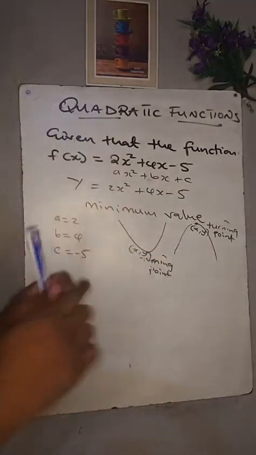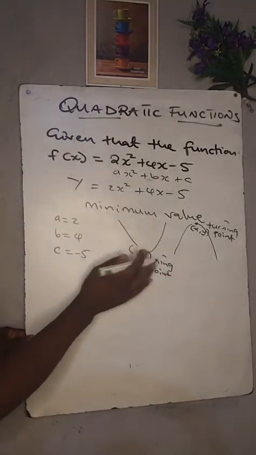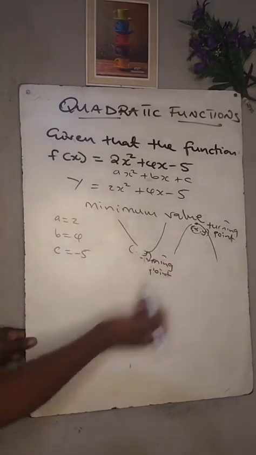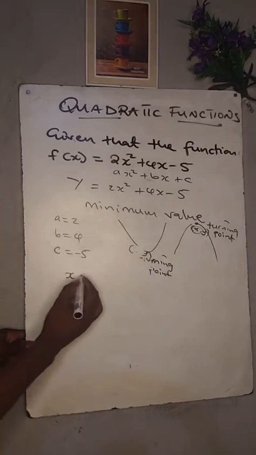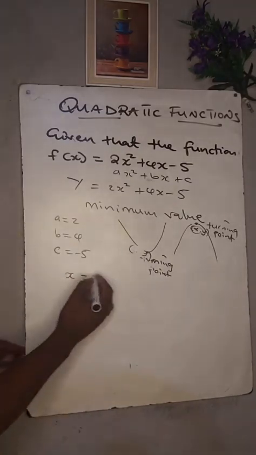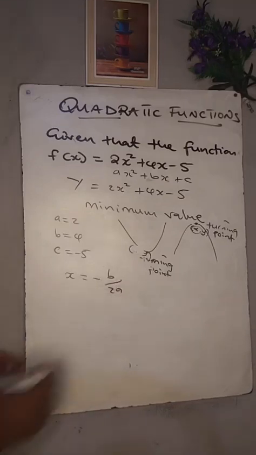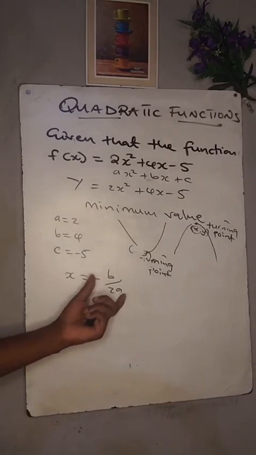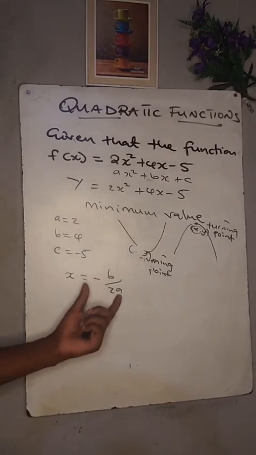Okay, so now how do you find the turning point? Because now I've said that the turning point has x and y. So for the x-axis, the coordinate for x can be found by x is equal to negative b over 2a. That is if you're finding the coordinate for the x.